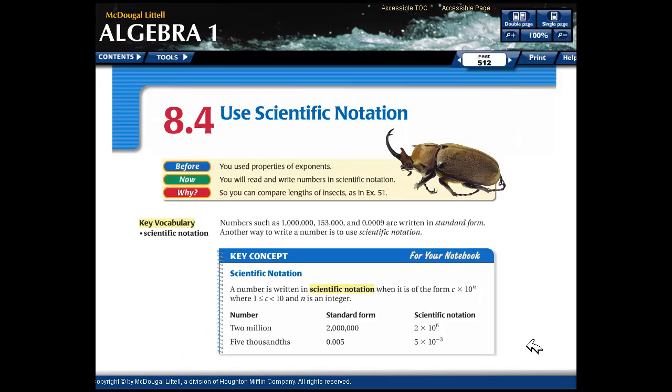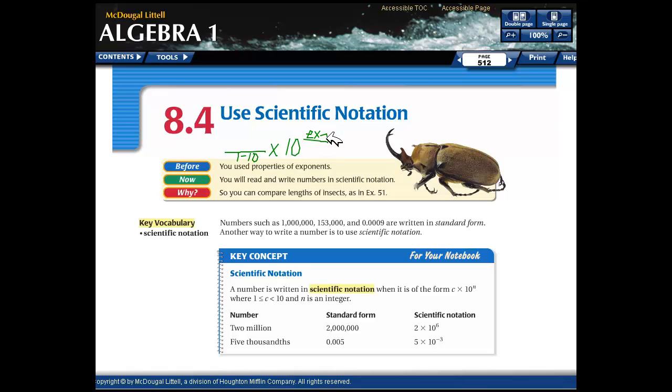Okay, this lesson on scientific notation, lesson 8.4. So just a little review of what scientific notation actually looks like. And this you'll probably remember back from Math 87 or even pre-algebra, that every scientific notation uses the same format. It's a number between 1 and 10 times 10 to an exponent.